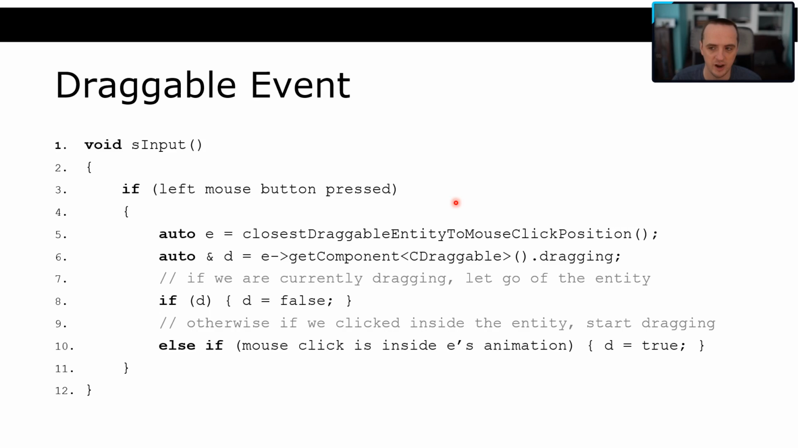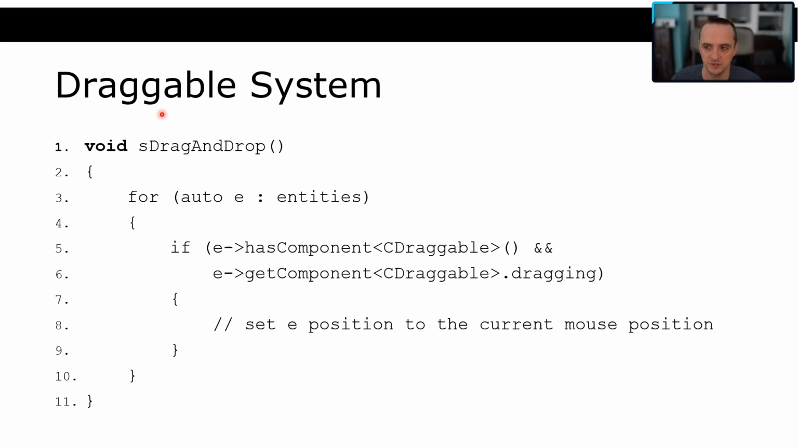Then we're going to have a draggable or drag and drop system, okay? That's going to be this system right here, and it's just going to say for every entity in our game, if it has a draggable component and it's being dragged, set its position to the current mouse position. That's it. It couldn't be simpler, right? For everything that's being dragged, set its position to the current mouse position. Done. Crazy how simple that is. So that's a drag and drop system right there.